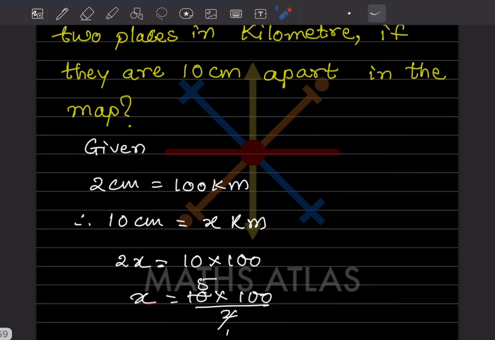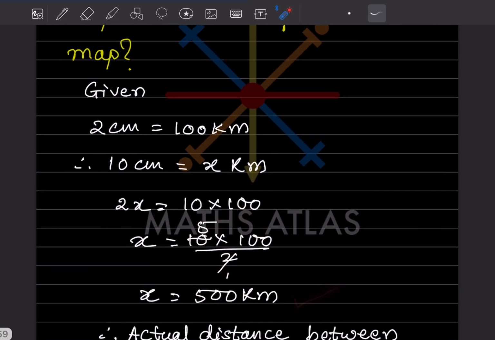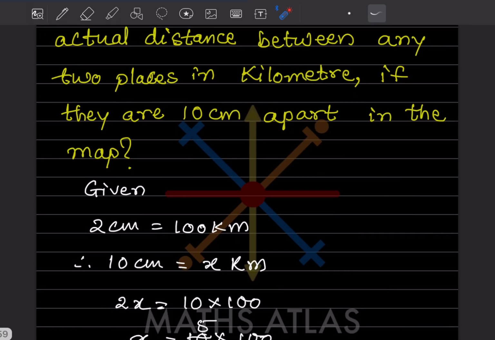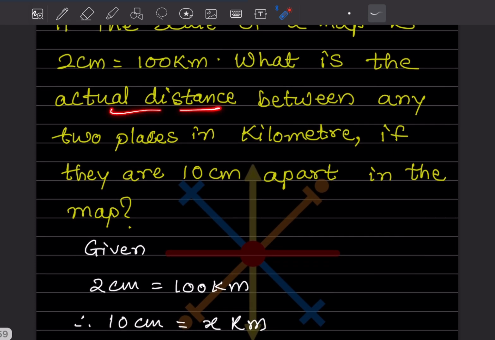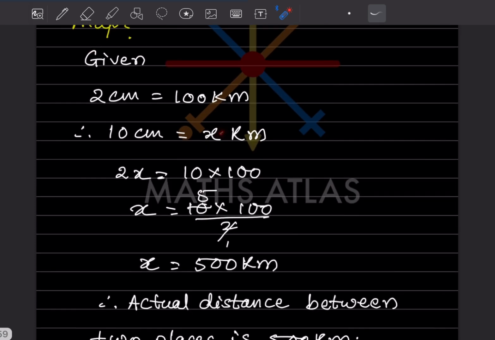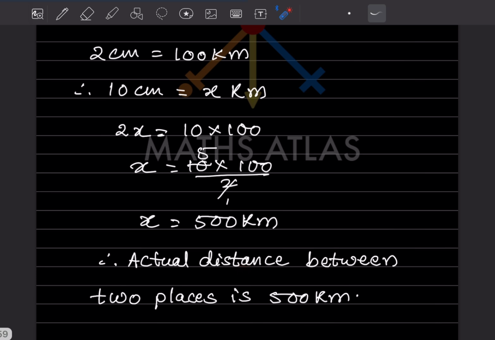So what will be x? 10 into 100 divided by 2. So 2 1s are 2, 2 5s are 10. So this will be 500. So x is 500 kilometer. And the x that we have considered is the actual distance between two places. So we say the actual distance between two places is 500 kilometers. So by this one, we have completed today's work.